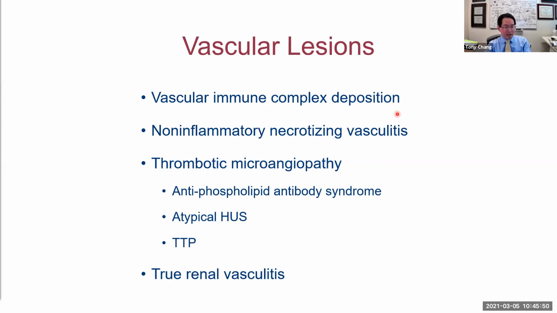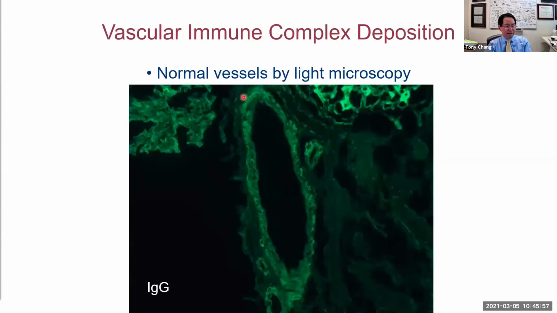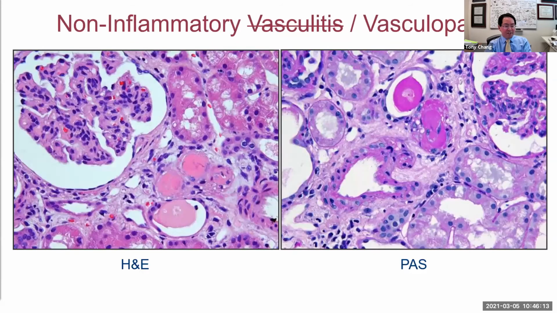And so finally, let's talk about the vascular lesions. Vascular immune complex deposition is very common, and typically these vessels appear normal by light microscopy. By immunofluorescence, you can pick up the presence of these deposits, usually IgG and C3, C1q will light up pretty nicely. There's this other entity known as non-inflammatory necrotizing vasculopathy. It's also in the literature. You can see vasculitis as a term. I prefer vasculopathy because this actually is not a very inflammatory lesion.